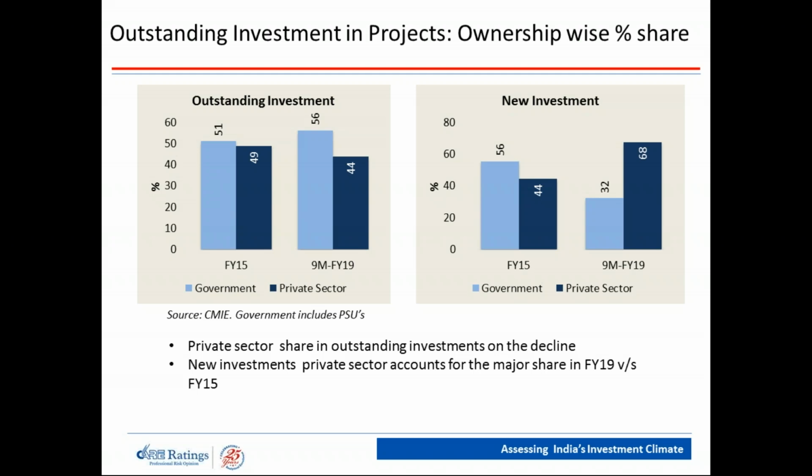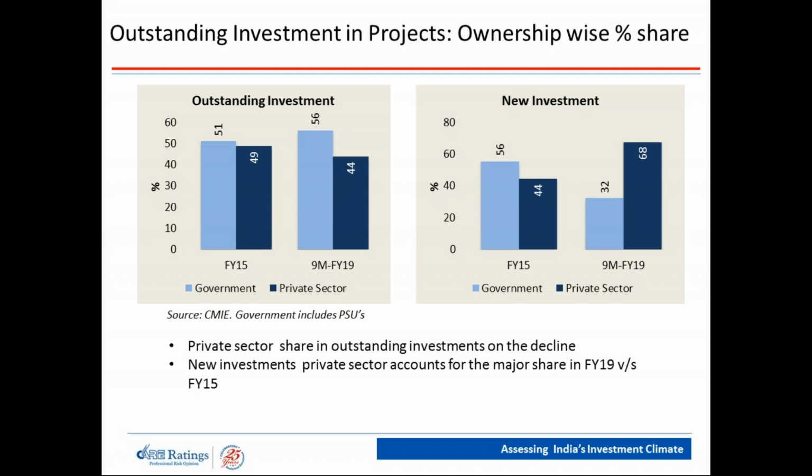Chart on the left hand side suggests that in terms of outstanding investment, the government has a dominant share of more than 50% in the last few years. Government share increased from 51% in FY 15 to 56% in the current fiscal. It needs to be noted here that the government investment also includes investments by the public sector enterprises.